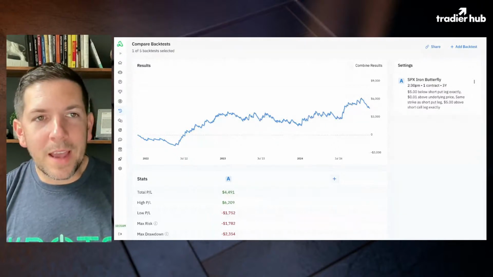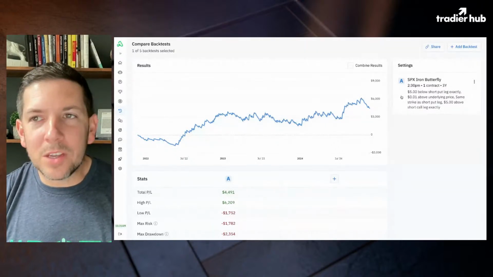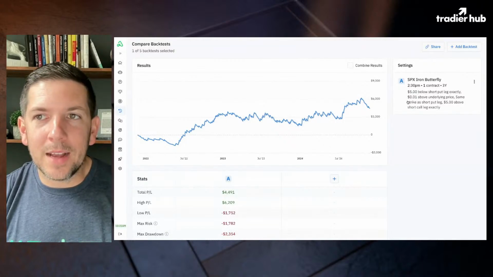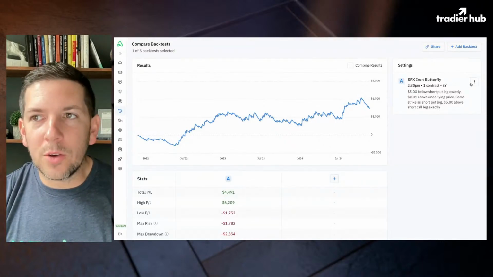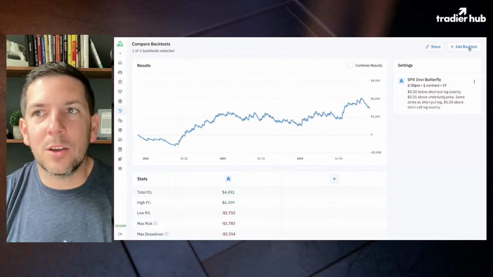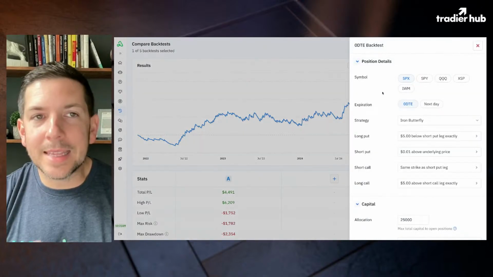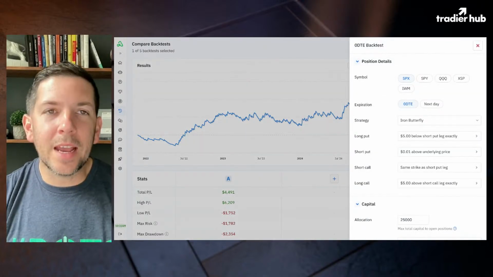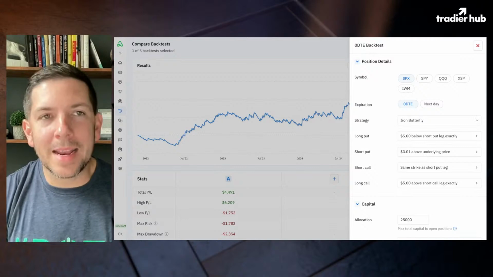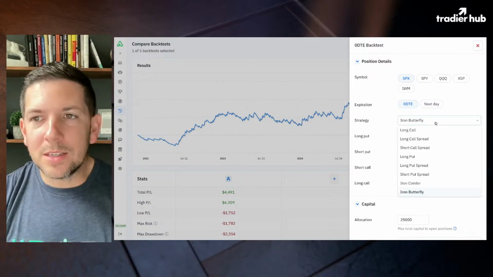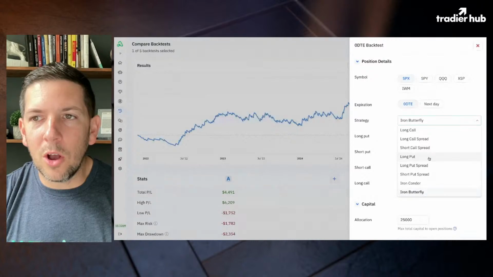Now, once we have this as a baseline, we don't have to just test iron butterflies in a vacuum. We can also add additional backtests. So let's add a backtest that's a completely different strategy. And then I can show you here what we're doing by combining backtests together. So let's go in here and let's do a long put.